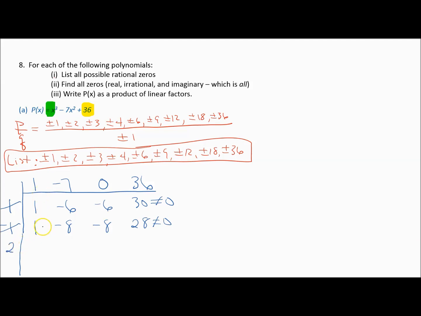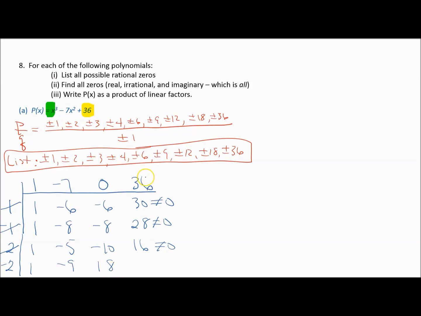Then I'm going to move on to 2. 1 comes down. 2 times 1 added to negative 7 is negative 5. 2 times negative 5 added to 0 is negative 10. 2 times negative 10 is negative 20, added to 36 gives me 16. Again, not equal to 0. So 2 is not a 0. I'm going to check negative 2. 1 comes down. Negative 2 plus negative 7 is negative 9. Negative 2 times negative 9 is 18, plus 0 is 18. Negative 2 times 18 is negative 36, plus 36 is 0. That's great news. That means negative 2 is a 0 of this polynomial.